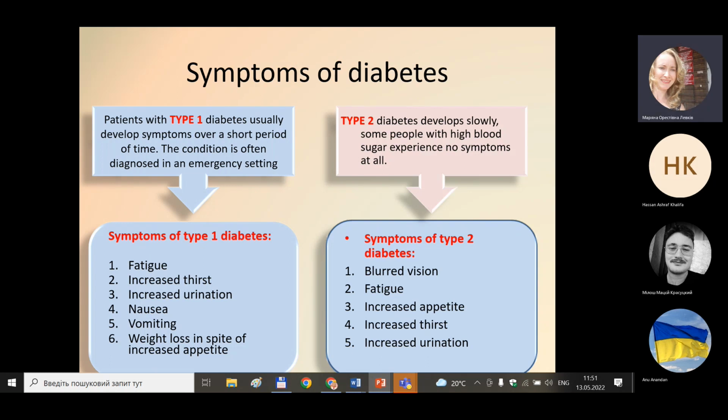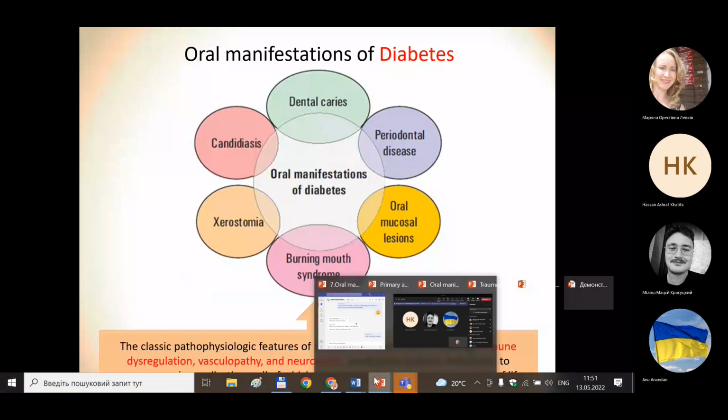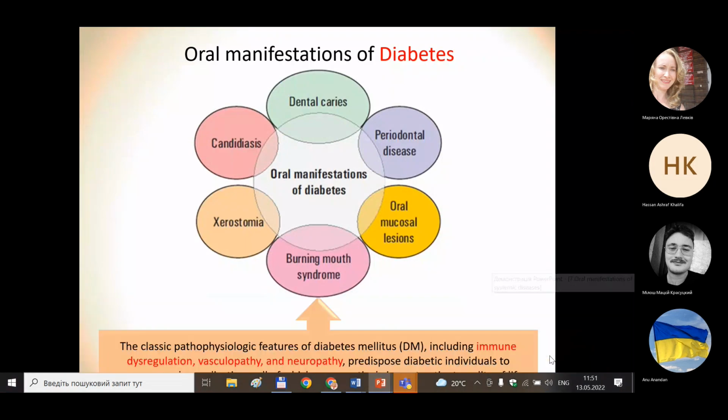Symptoms of type 1 diabetes: fatigue, increased thirst, increased urination, nausea, vomiting, weight loss in spite of increased appetite. Symptoms of type 2 diabetes: blurred vision, fatigue, increased appetite, increased thirst, increased urination. Oral manifestations: dental caries, candidiasis, xerostomia, burning mouth syndrome, periodontal disease, and oral mucosal lesions.